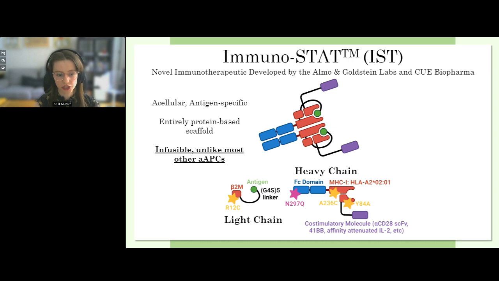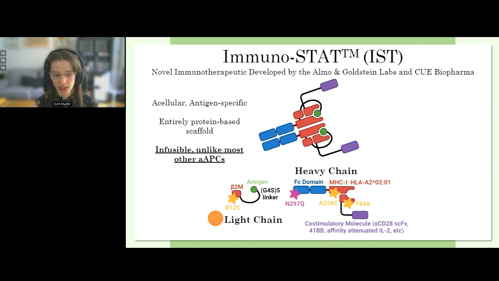However, I want to focus your attention on one specific artificial antigen-presenting cell called Immuno-STAT, which was the focus of my thesis. Immuno-STAT was developed by the Almo and Goldstein labs at Albert Einstein College of Medicine, where I did my Ph.D. in collaboration with Q Biopharma. Immuno-STAT is a completely acellular, antigen-specific, and entirely protein-based artificial antigen-presenting cell that is potentially infusible to patients, as it does not contain any synthetic matrix or non-human components. Therefore, it's entirely biocompatible.